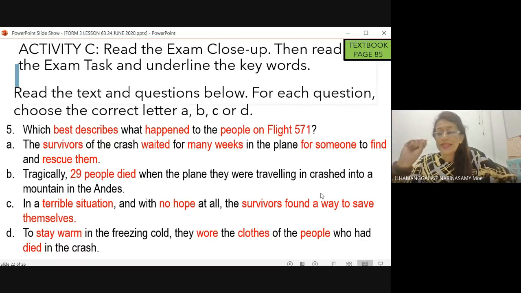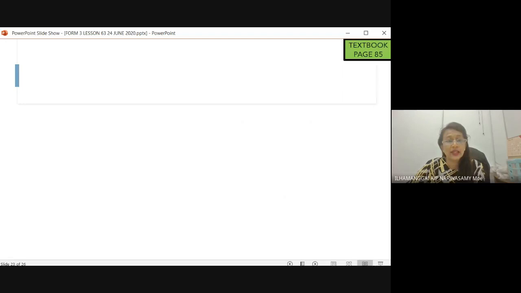Okay, Mahasri says C. Danny says C. Everyone seems to say C. Okay, all right, C. Kat, yes, long time I didn't hear you. Okay, all of you are right. It is C: in a terrible situation and no hope, survivors found a way to save themselves. So that is the best answer. Good job, everyone. Fantastic. You all did very well.